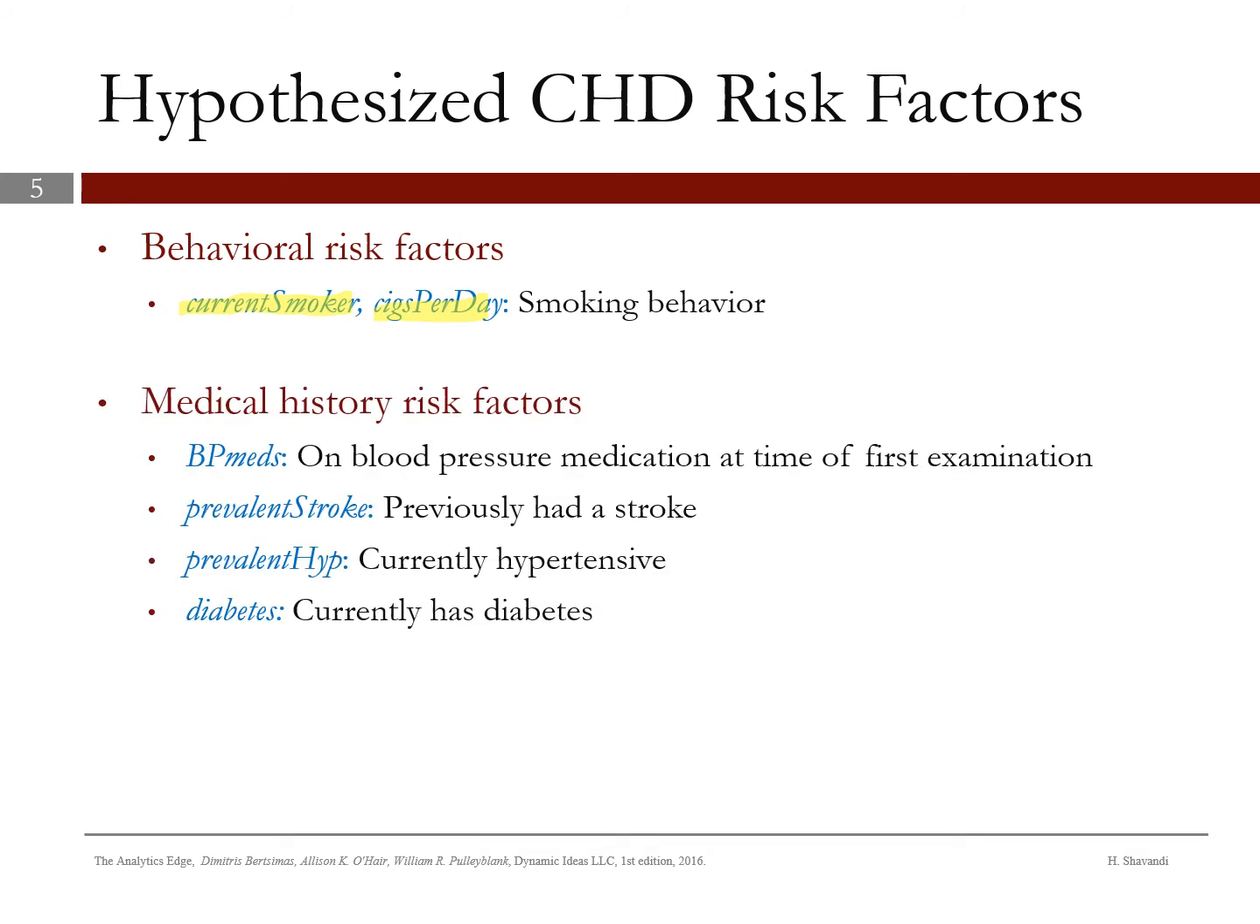The third category is medical history risk factors. Here we have four variables. BP meds means being on blood pressure medication at the time of the first examination, prevalent stroke means the patient previously had a stroke, prevalent hyp means currently being hypertensive, and diabetes means currently having diabetes.